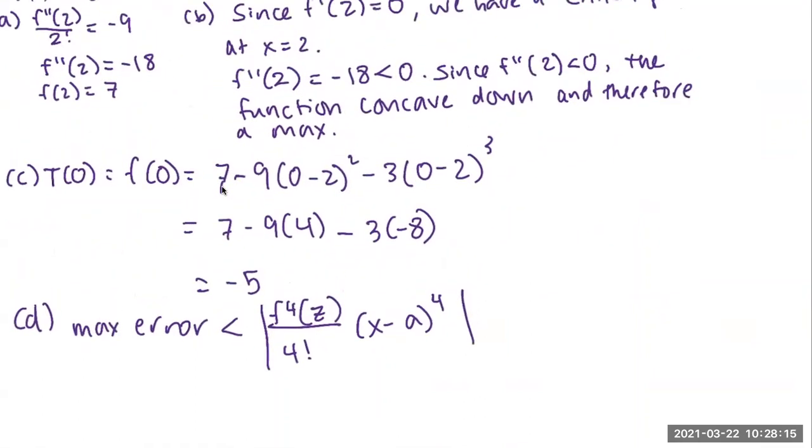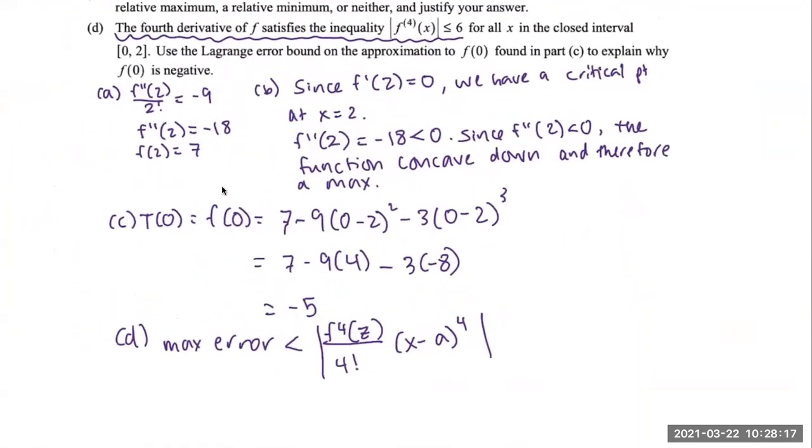So we go back and plug in everything that we have. We know the maximum derivative is 6, so 6 over 4 factorial. I'm going to leave x for right now, and then we know the center is 2. What do you guys plug in for x here?